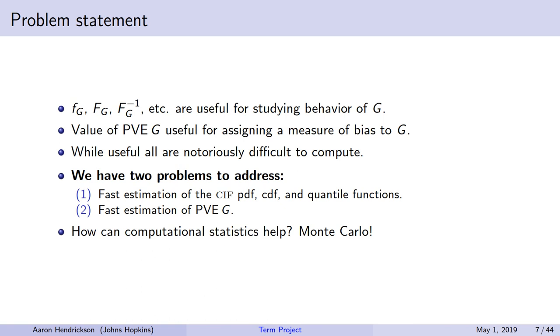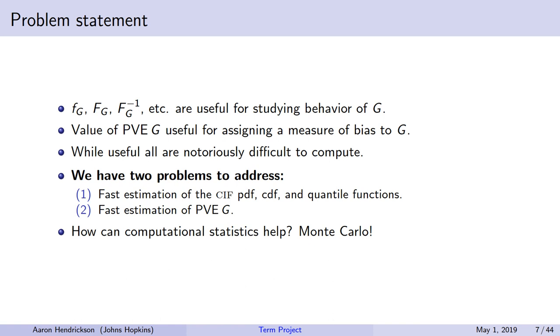So here's the problem. We have this gain. We wish to study its properties. We have its density distribution and even its mean, which is useful for talking about things like its bias, but they're all really hard to compute, and so that doesn't make it very useful.